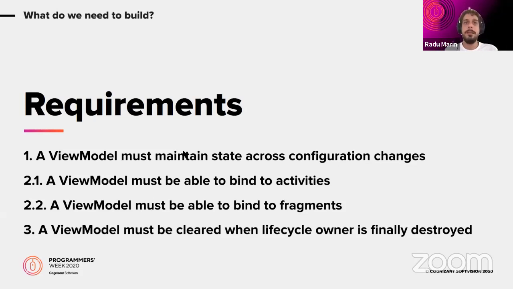So let's see a set of requirements for building our own view model. So first of all, like numero uno, we want our view model to survive configuration changes, right? To maintain that state and not lose data during configuration changes. Second of all, we want a view model to be able to tie to a certain view, let's say, a fragment or an activity, a lifecycle owner, to which it's going to serve that data. And third of all, when we don't need a view model anymore because the lifecycle owner is gone, we want to be able to release resources, right? We want to be able to clear our view model.